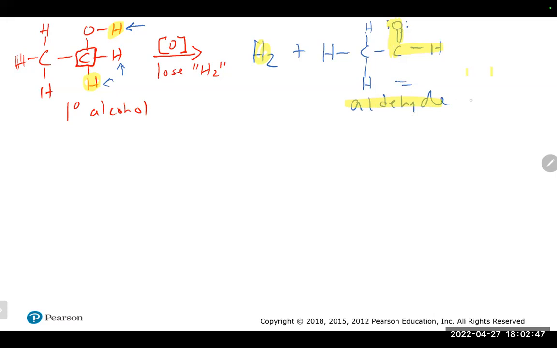So the functional group of an aldehyde is the carbon oxygen double bond with the hydrogen. So we make an aldehyde from the oxidation of a primary alcohol. Any questions on that? Now, if you have the secondary alcohol, like we talked about there at the end, again, I'll just draw one of those guys here.